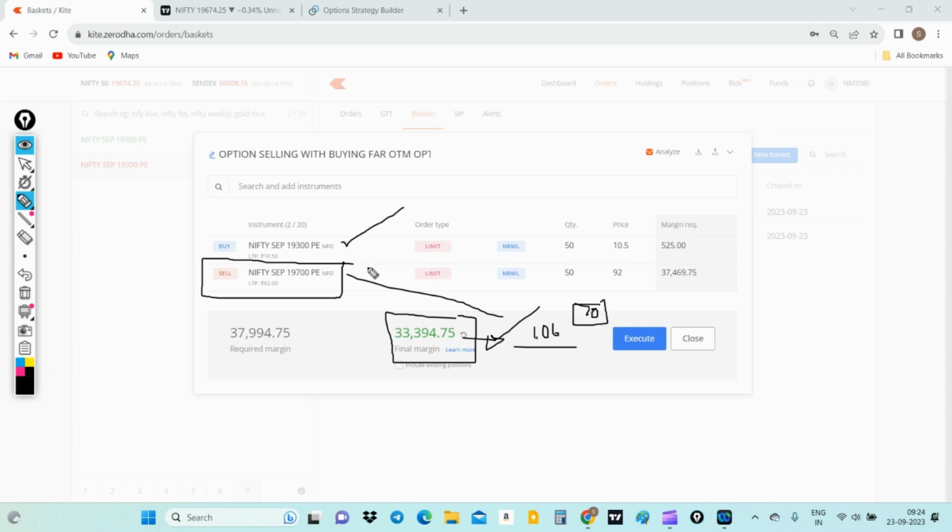This is if you buy a far out of the money put option and then sell whichever strike you want, at the money or above, going in multiples of a couple of strike prices to get more premium. There is a difference of about 70 rupees in premium. Why is that? Because you are buying the put option, giving away a premium out of that, and because of that, the margin required for selling this is lesser.